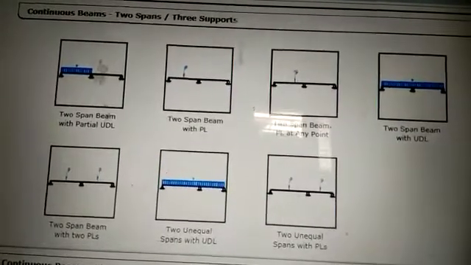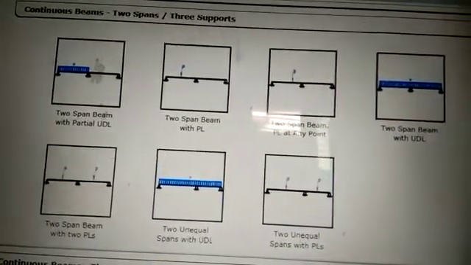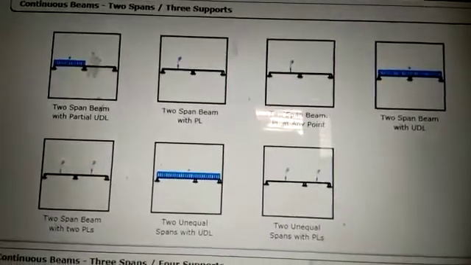So these can also be the cases when you have to draw the shear force and bending moment diagrams.